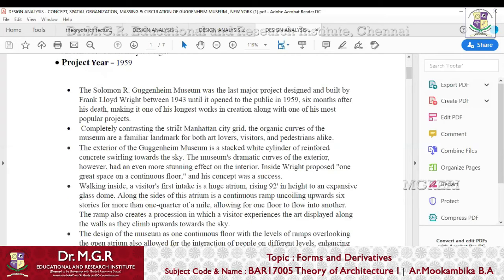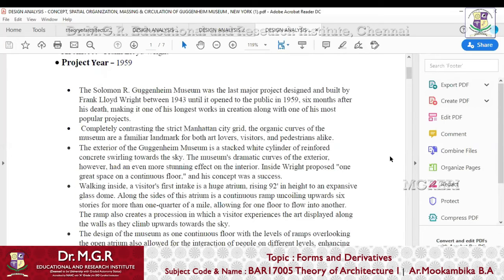As I've already told you, Manhattan follows a grid pattern. Most of the buildings in Manhattan will be cuboid. The organic curves of the museum are a familiar landmark for art lovers, visitors, and pedestrians alike. So at that time, and even today, the organic curves of the building stand as a landmark for all the art lovers, visitors, and pedestrians.